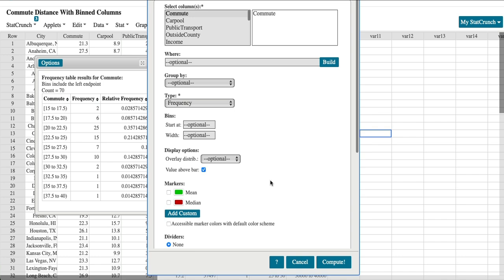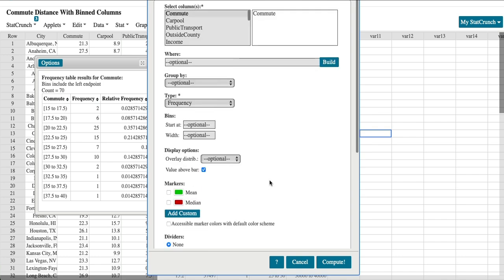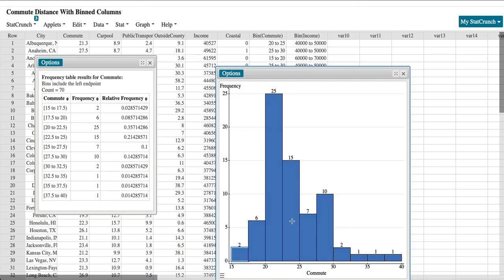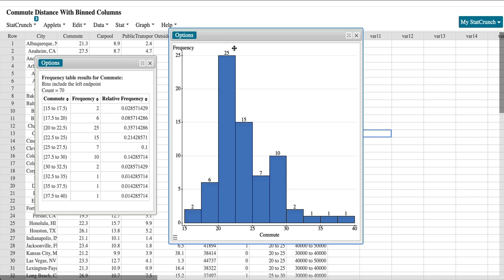and how we had measured the heights of those rectangles that are showing up in our histogram. So again, compute, and then it's frequency, and then click on the box that says value above bar. Okay, let's hit compute. So there's our histogram.